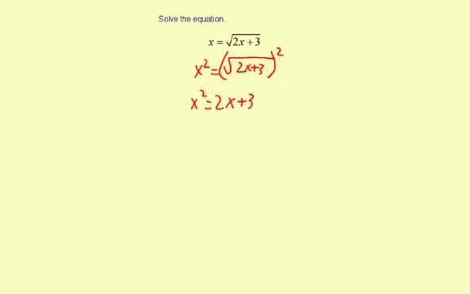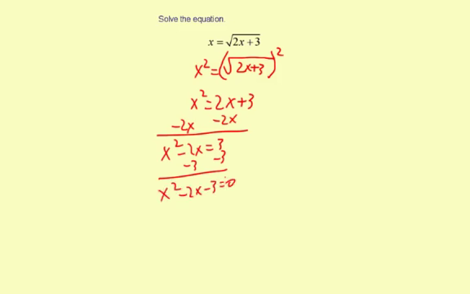So now we have a quadratic equation, and you have to use a quadratic solving technique. I'm going to try to solve by factoring, so I'm going to subtract the 2x and subtract the 3 to get the equation equal to 0. So minus 2x on both sides: x squared minus 2x equals 3, and then subtract 3. x squared minus 2x minus 3 equals 0.